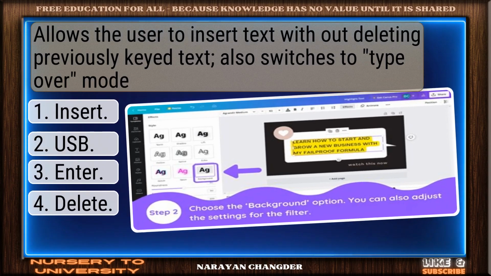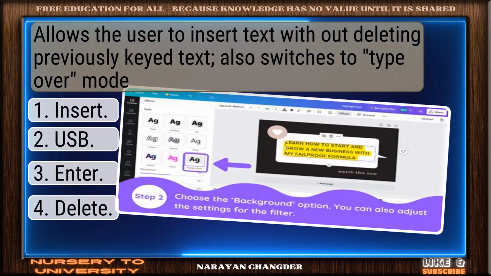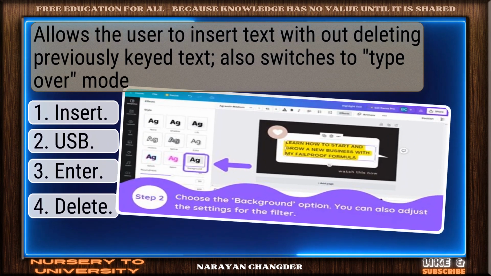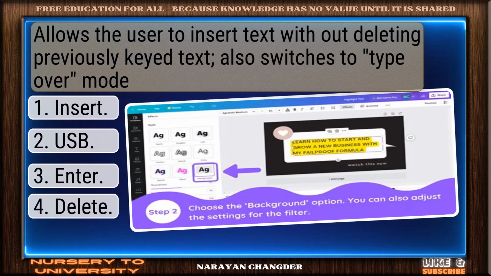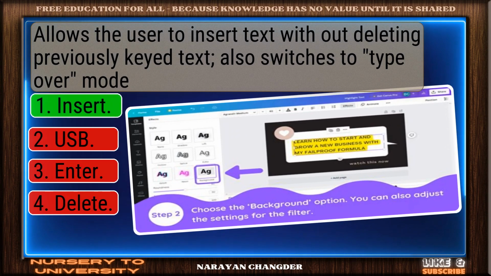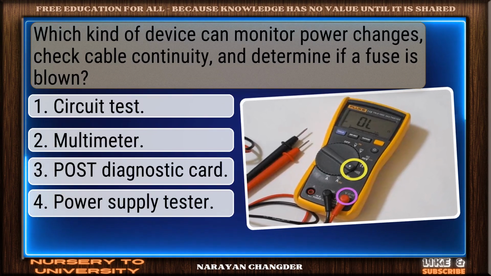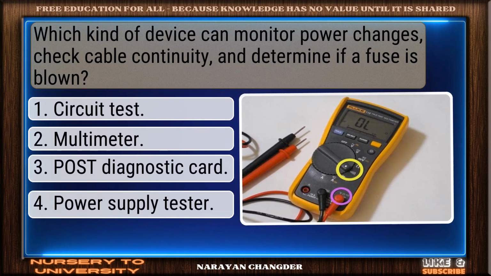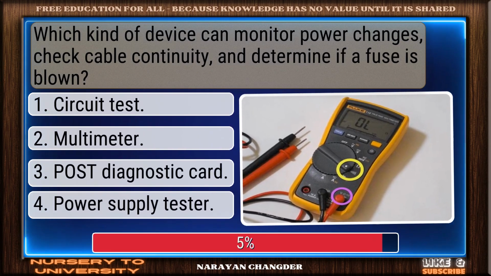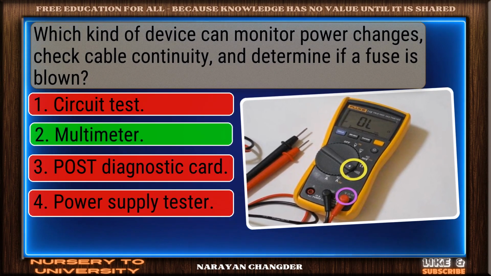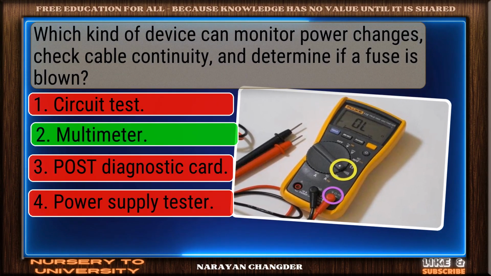Allows the user to insert text without deleting previously keyed text. Also switches to type over mode. Exactly. Insert makes sense. Which kind of device can monitor power changes, check cable continuity, and determine if a fuse is blown? Great thinking. Multimeter is the right choice.